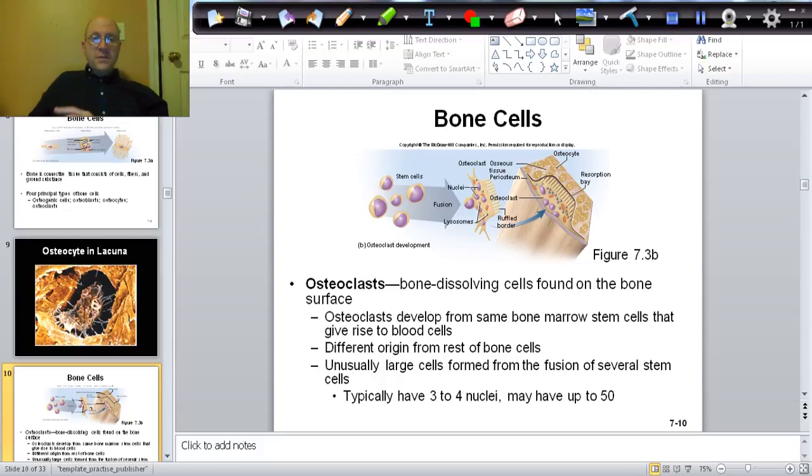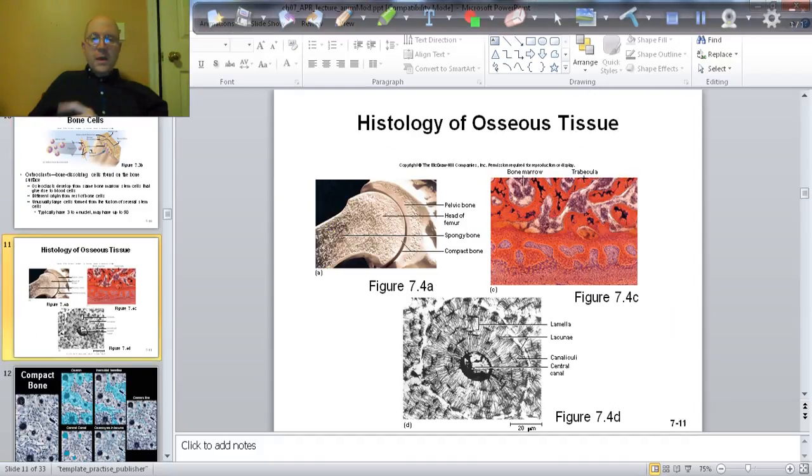Now let's take a look at the stuff that's in between the cells, the bone matrix. The osseous tissue, whether it be spongy or compact, is about 1/3 organic matter, and that's primarily collagen fibers, and 2/3 inorganic matter, which are the calcium crystals. The organic matter includes the collagen and some protein carbohydrate complexes. The inorganic matter is about 85% hydroxyapatite.